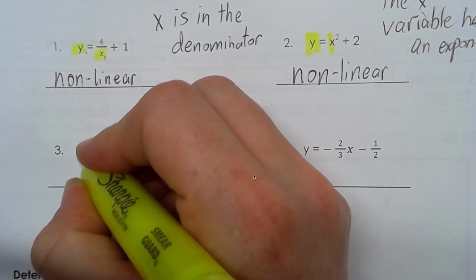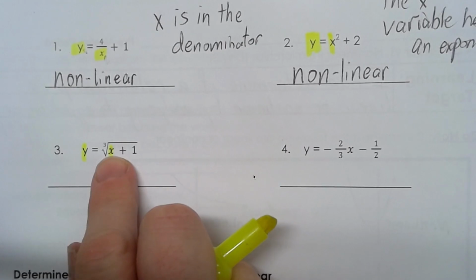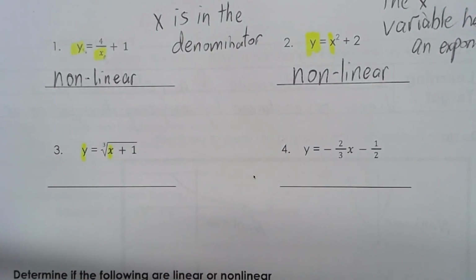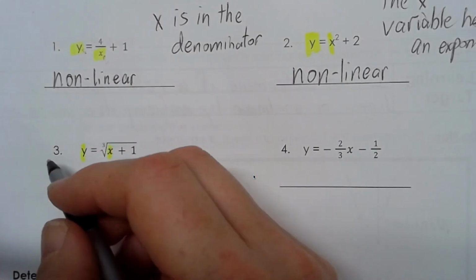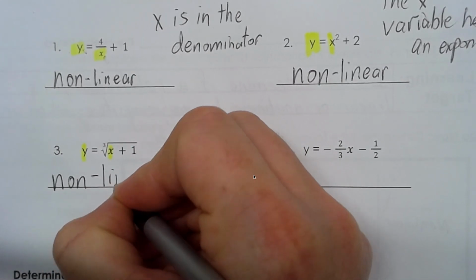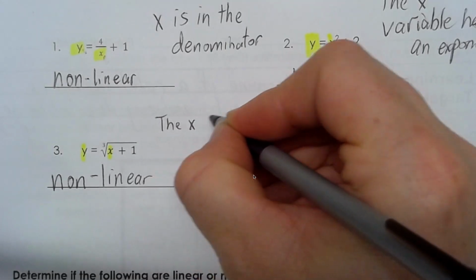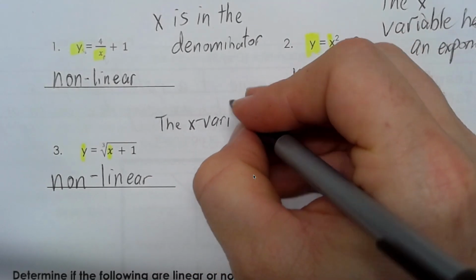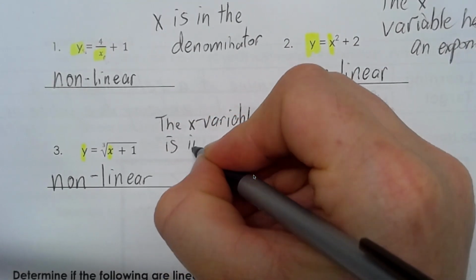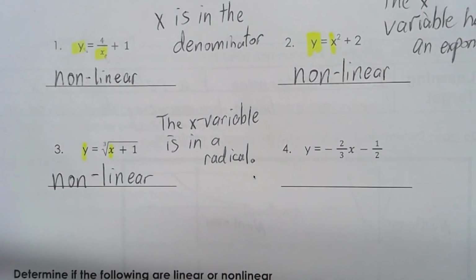Okay, question number 3. I want to look at the variables. This x is inside of a radical sign. We are not allowed to have variables inside of a radical sign for linear equations. So this is nonlinear because the x variable is in a radical sign.